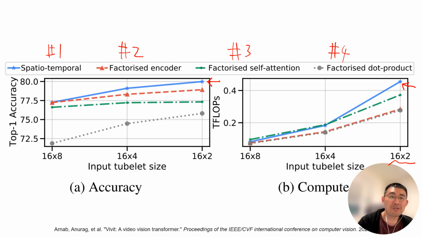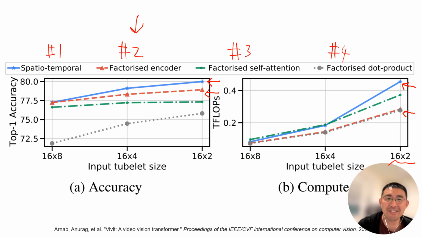The model that they chose to study the most is this method. It has slightly lower accuracy than model number 1, but the computational cost is almost the lowest. This is model number 2, the factorized encoder. If you don't remember what that is, the factorized encoder is the model where they do all the spatial encoding first, and then the temporal encoder, and they put all of those tokens after processing into the MLP to get the class. So this is the result.